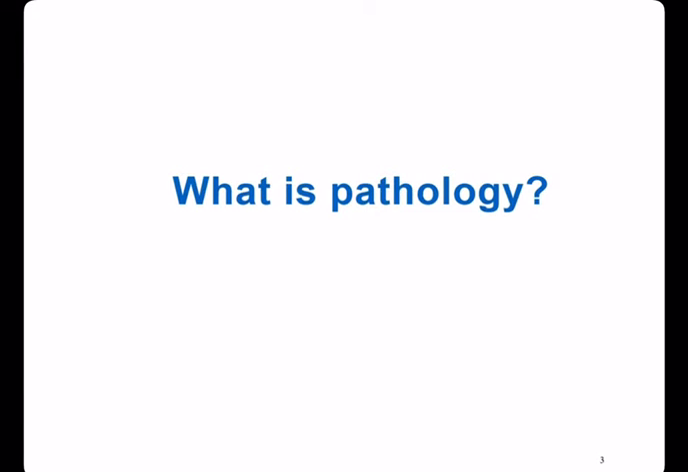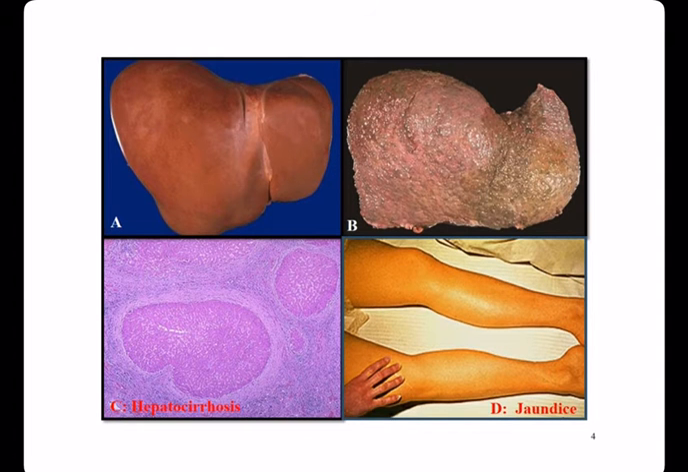Now, let's get started. The first question, what is pathology? Here, we have 4 pictures. Picture A is a normal liver with smooth surface and thin capsule. Picture B is an abnormal liver. It has a smaller size and sharpened edge, and lots of small nodules scattering on the surface.